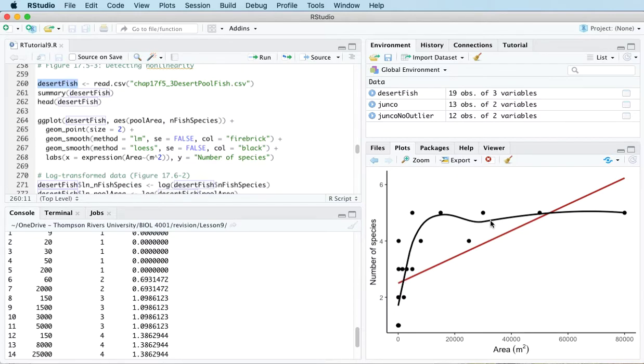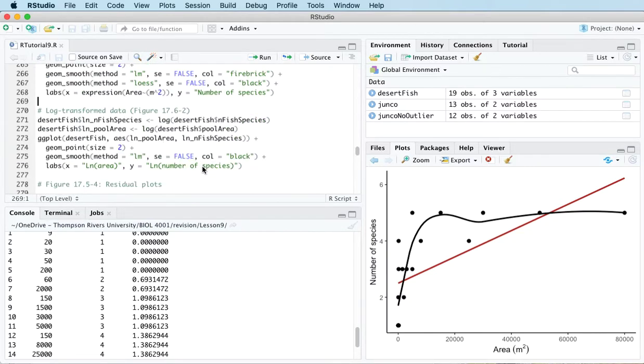This curved line here is a smoothing method that is able to pick up nonlinear trends. And it's clear that as the area increases, the number of species goes up really quickly, and then it levels off. And that's what we should be modeling, not this straight line that just goes up at the same rate and completely misses the actual trend in the data.